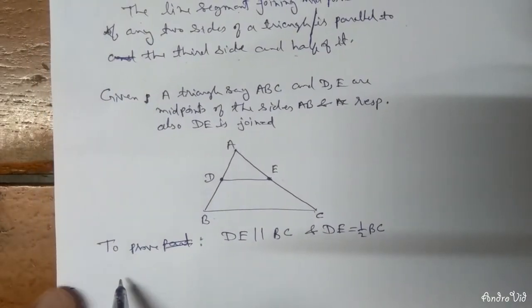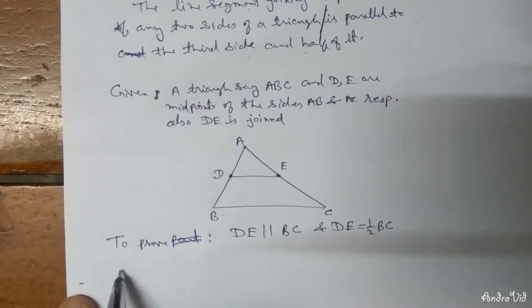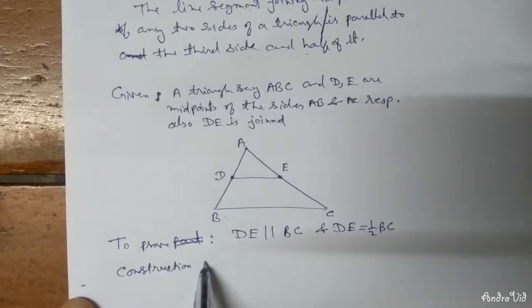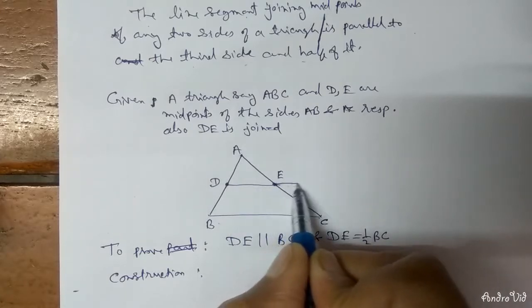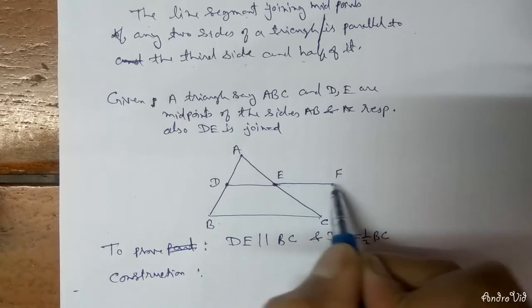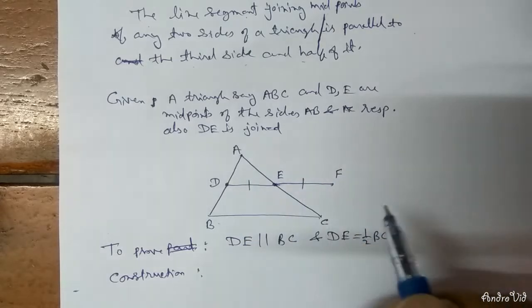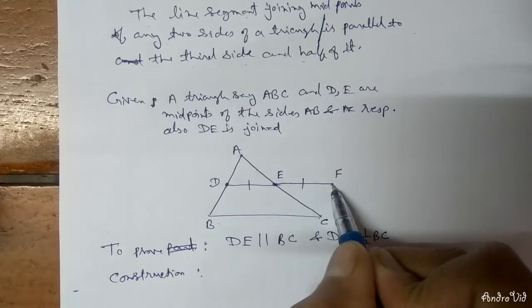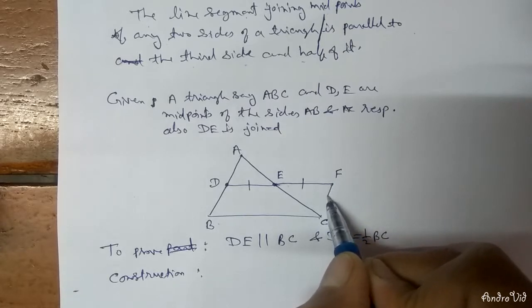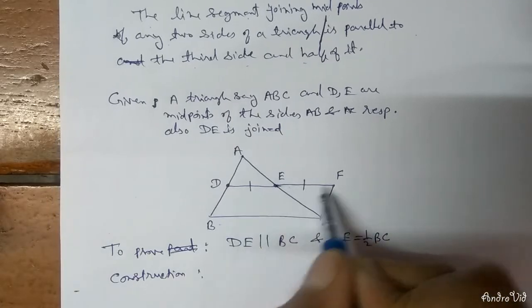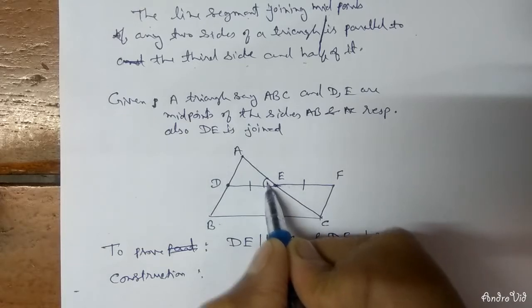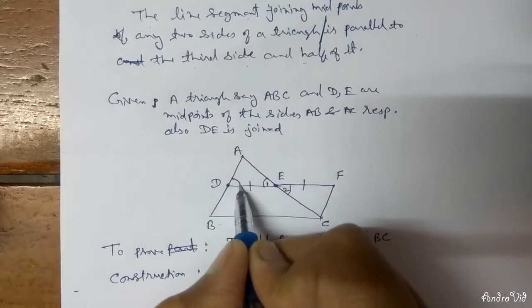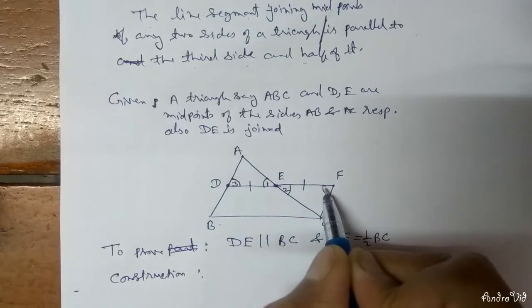Now what we have to construct here to prove this theorem? In construction part, we have to produce DE to a point F such that DE is equal to EF, and FC is to be joined. This is construction, and we have to label some angles as shown in figure. This is angle 1, this is angle 2, this angle is number 3, and this is number 4.